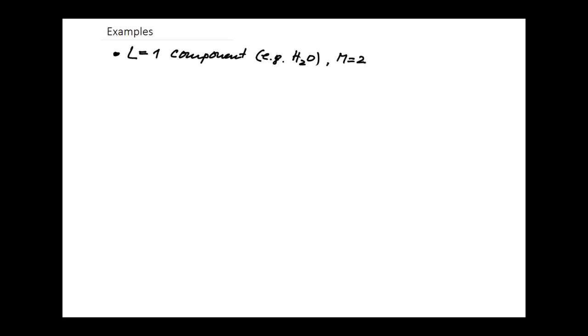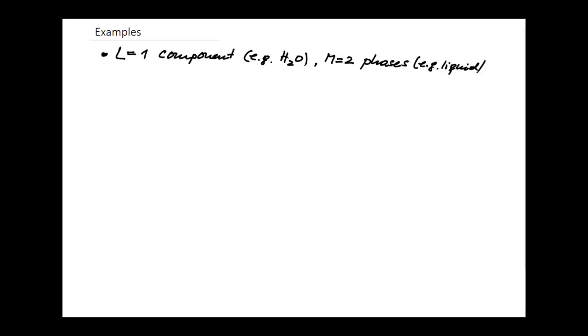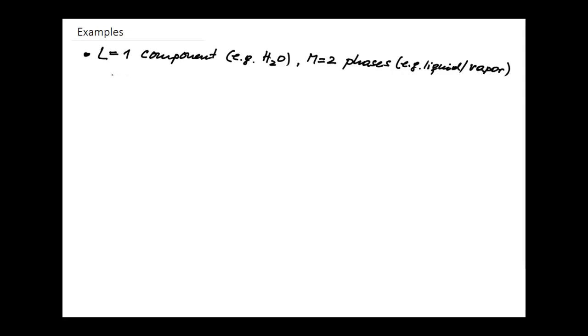And let's say you consider coexistence of two phases, m is equal to 2. So you have two different phases, for example, liquid and vapor. This means that you have only two independent intensive variables, namely temperature and pressure. There's only one component, so there are no relative abundances. You only have as intensive variables temperature and pressure.